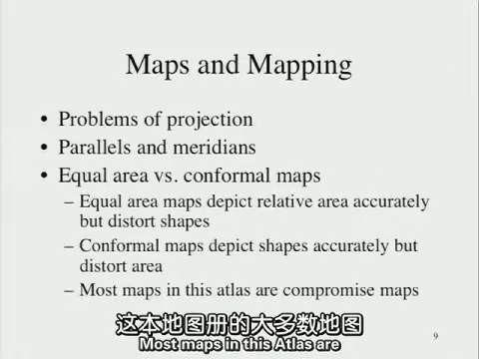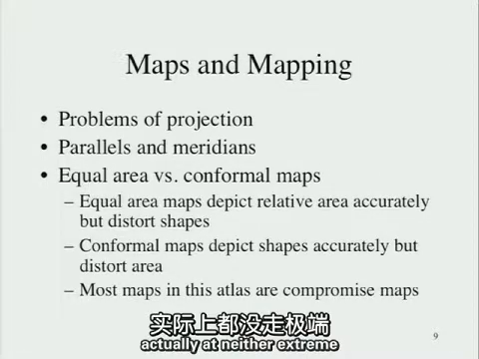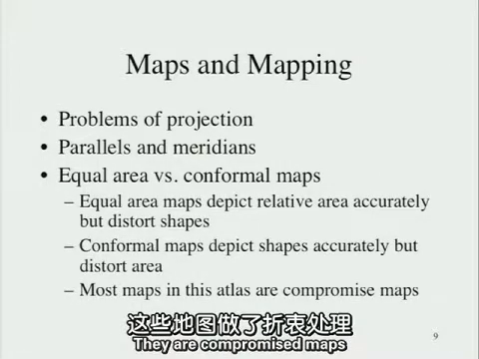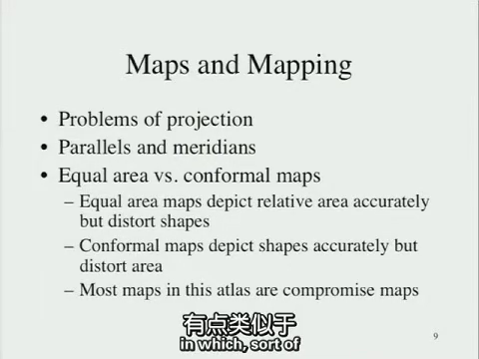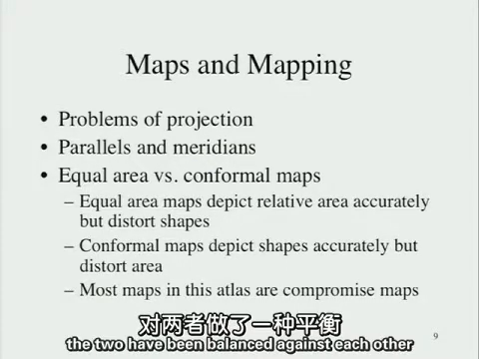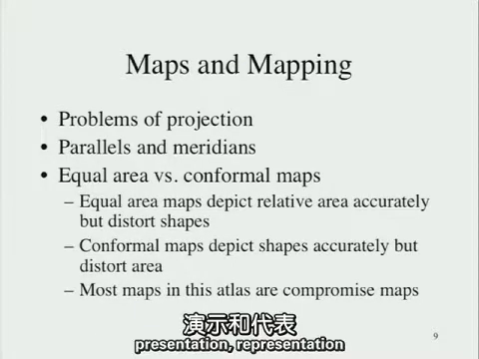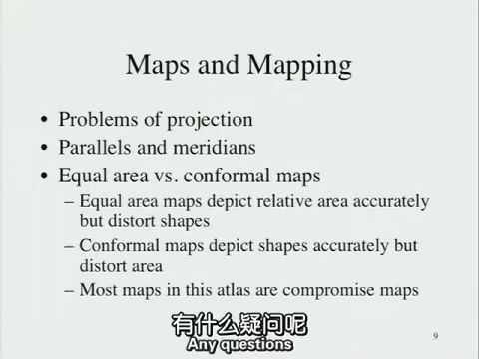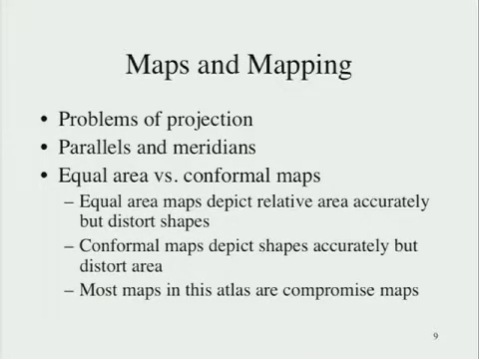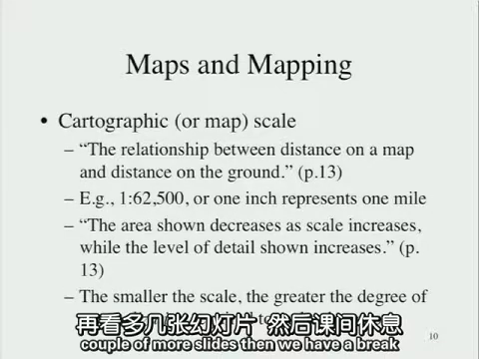Most maps in this atlas are actually at neither extreme. They are compromise maps in which the two have been balanced against each other to try to arrive at some kind of workable representation. Any questions? A couple more slides and then we'll have a break.